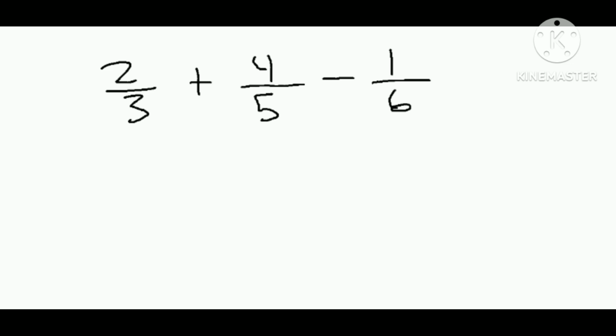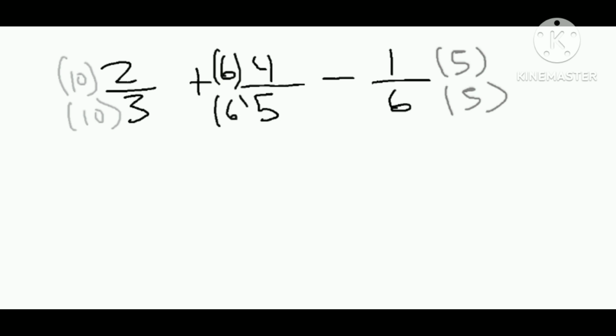5 times 6 is 30, so 5 and 6 can go into 30. 3 can go into 6, so 3 can also go into 30. Let's attempt to get a common denominator of 30. So, in order to get a 30 for the third fraction, we need to multiply the top and the bottom by 5, because 6 times 5 is 30. In order to get a 30 for the first fraction, we need to multiply top and bottom by 10. And to get a 30 for the second fraction, we need to multiply top and bottom by 6. So each fraction will have a denominator of 30.